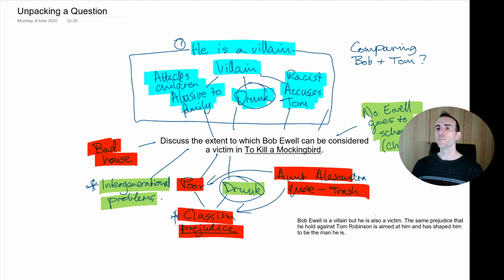How's that? So Bob Ewell is a villain, but he is also a victim. The same prejudice that he holds against Tom Robinson is aimed at him and has shaped him to be the man he is. I think I can finesse that a bit more, but you can see how I've gone from those main points to this contention, which I can start working with. I can refine it, I can shape it, but I want to say something about, yeah, he holds prejudiced views towards others, but other people hold prejudiced views towards him. And it's those long-term problems that have caused him to be the terrible person who he is. Something around that.